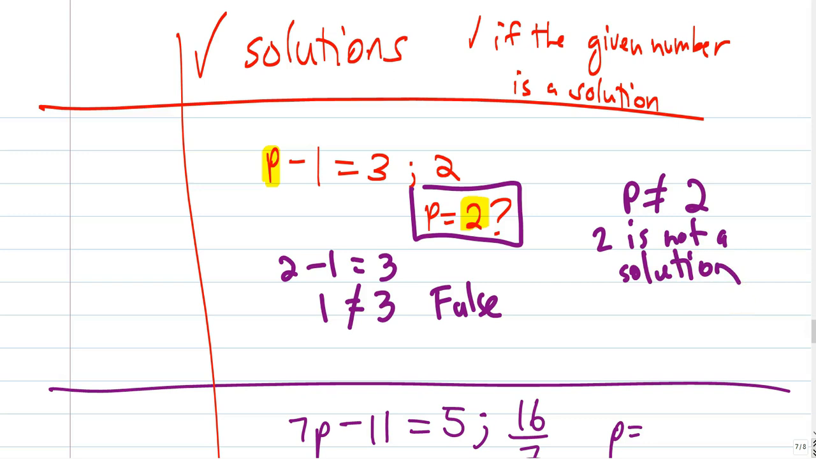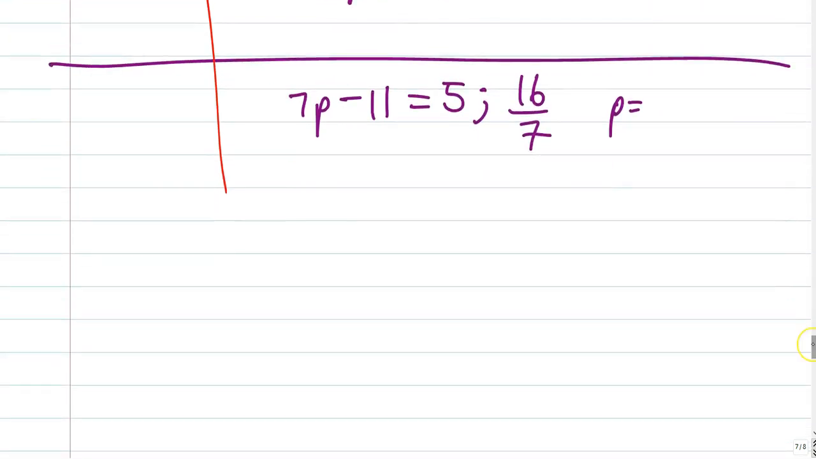Keep in mind, they're not asking you to solve this at this point. We will be doing that. They're just asking you, is this the solution? If you can see it, cool. You're like, well, I knew p was 4, so p is not 2, and I just keep going. Okay, that's fine. But what happens as it gets a little more complicated, like 7p minus 11 equals 5; 16 over 7. What the heck? What are they asking again, right?